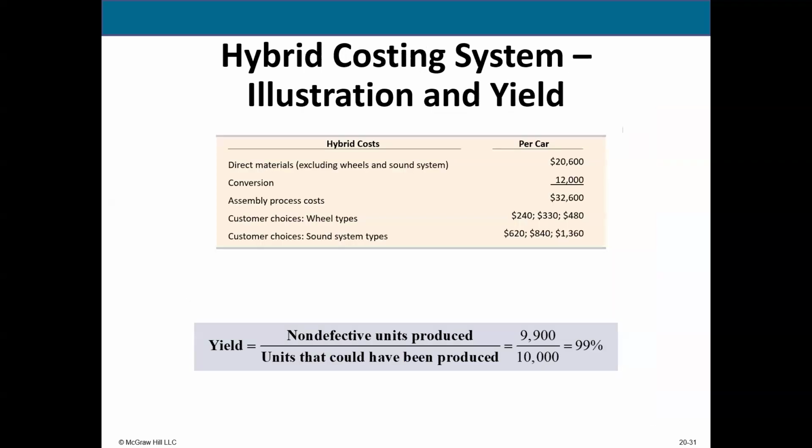The yield that I mentioned earlier that we try to calculate helps us to identify how efficient we are at our operations, especially when it comes to process costing. And for this yield, we take non-defective units produced divided by the number of units that could have been produced during the accounting period to give us our total yield. Again, it tells us a lot about our overall efficiencies. It tells us how efficient we are in the manufacturing process.